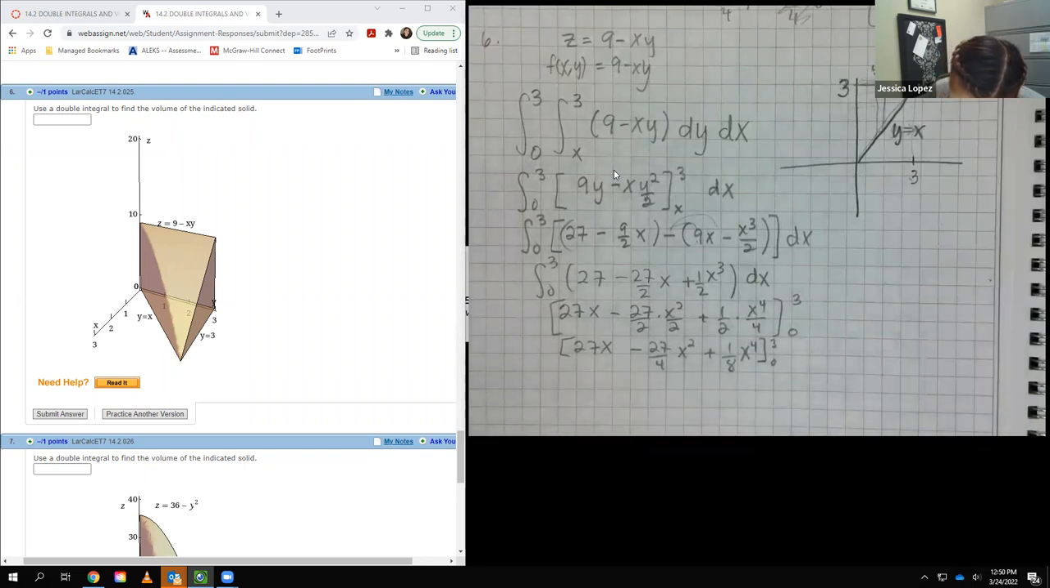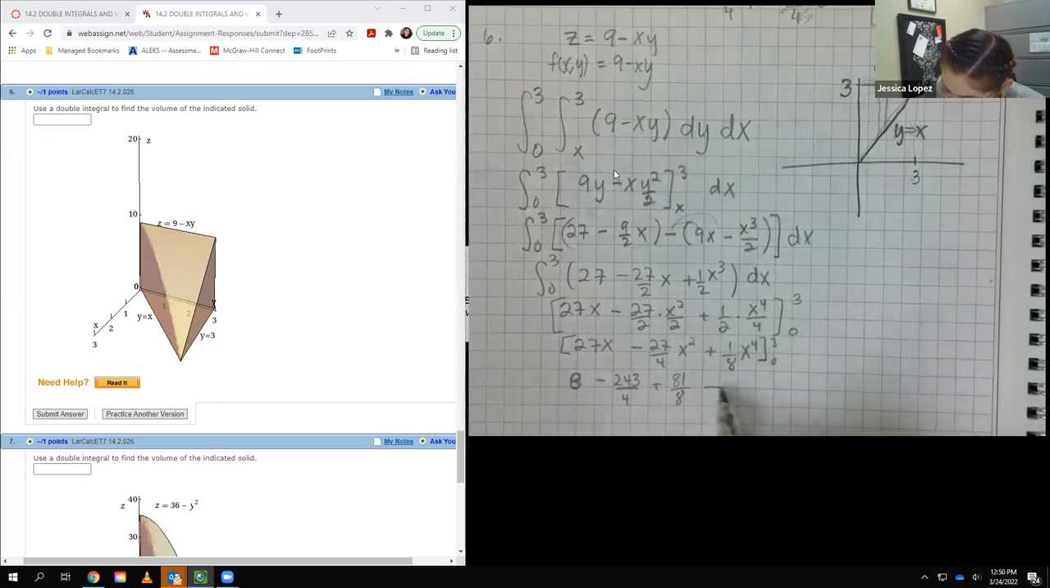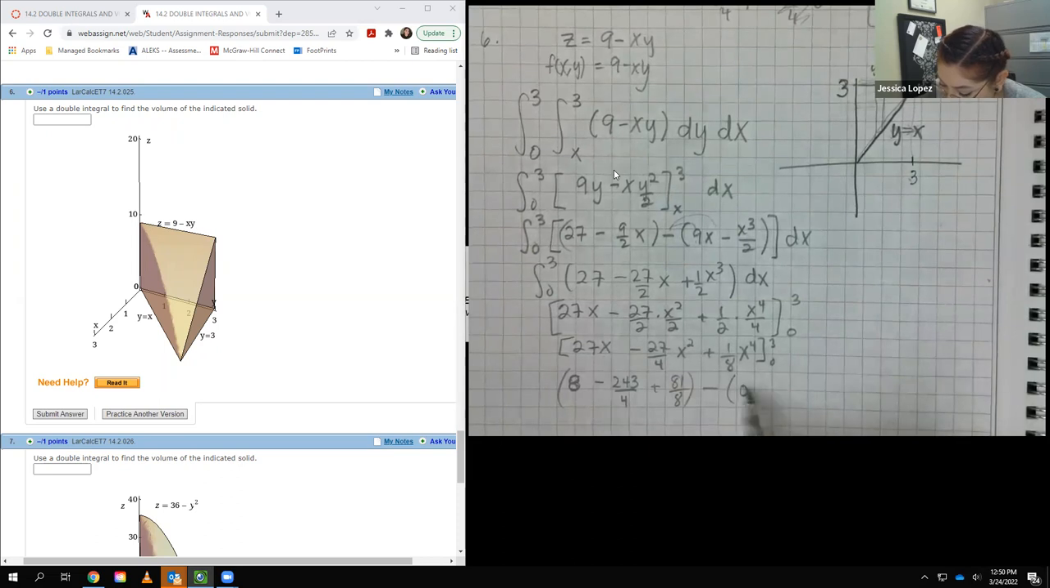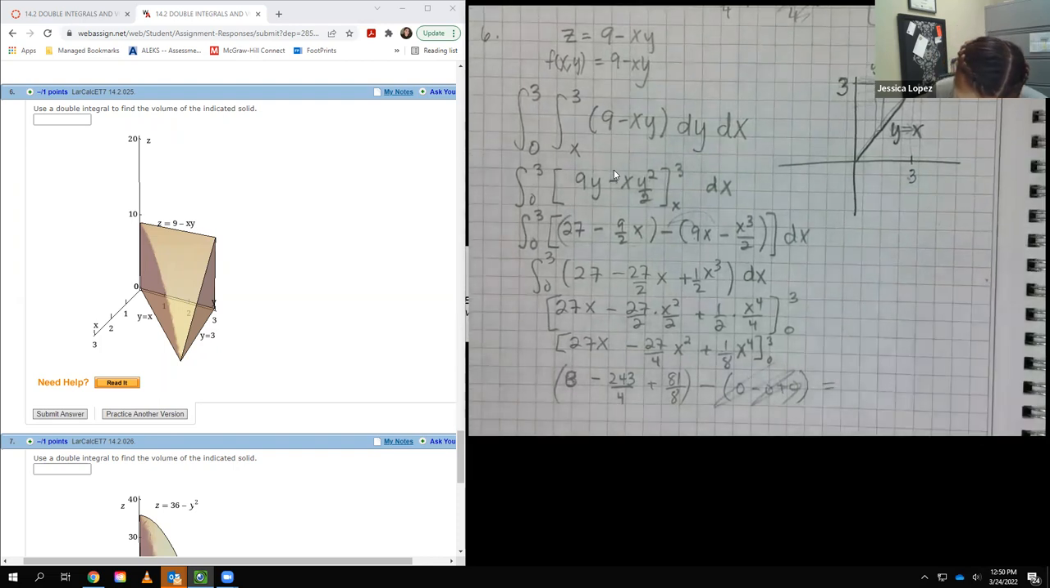So when I plug in 3, 27 times 3 is 81. And then 9 times 27 over 4 is negative 243 over 4. 3 to the 4th power over 8, oops, is just 81 over 8 minus... When I plug in 0, I get 0, 0, and 0. So it's just subtracting a big fat 0. So 8 minus 243 over 4 plus 81 over 8.